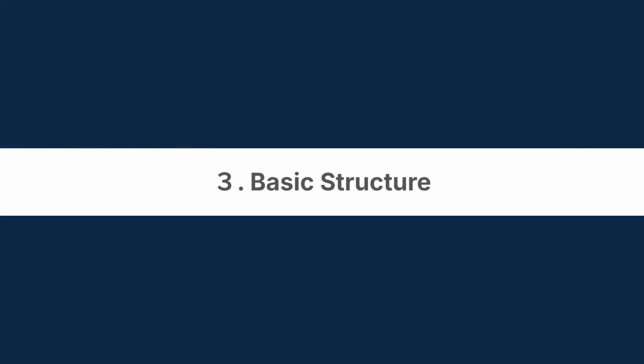3. Basic structure. In this section, we'll go through the structure of a Flask application. First, a minimum Flask app to start a Flask server, then a more typical application that consists of HTML, CSS, JavaScript, and more.